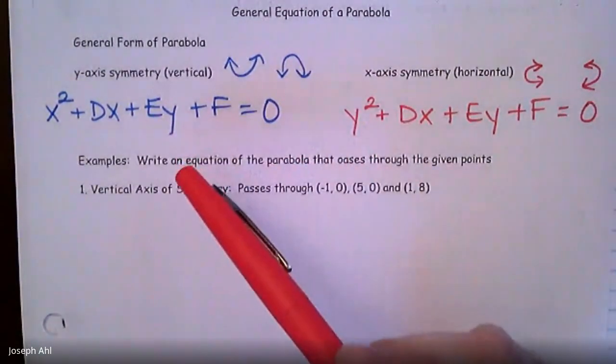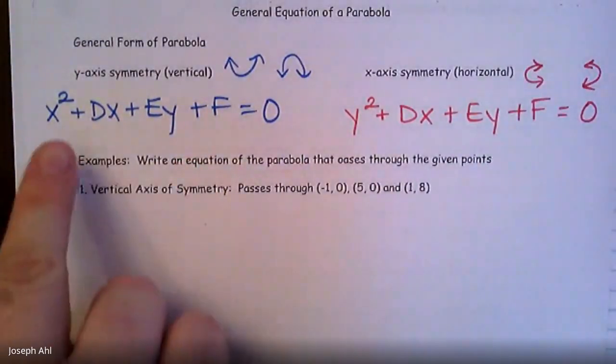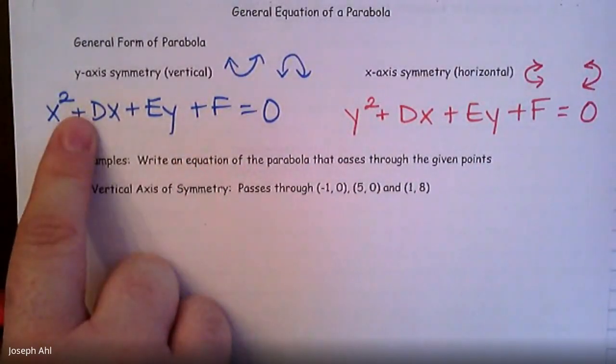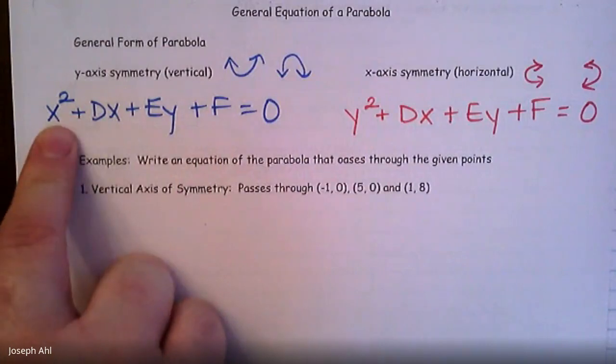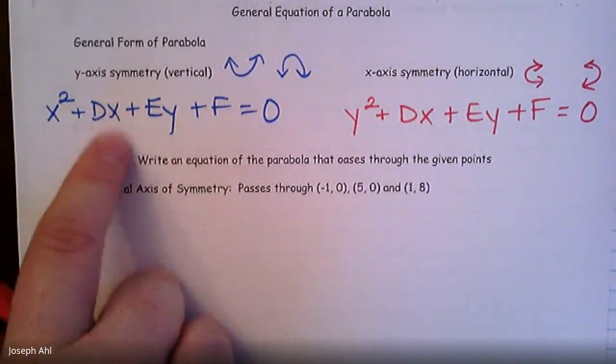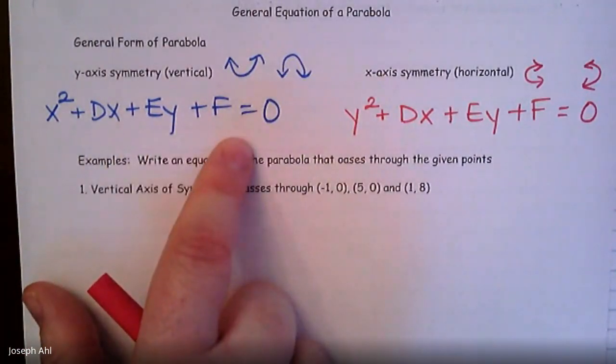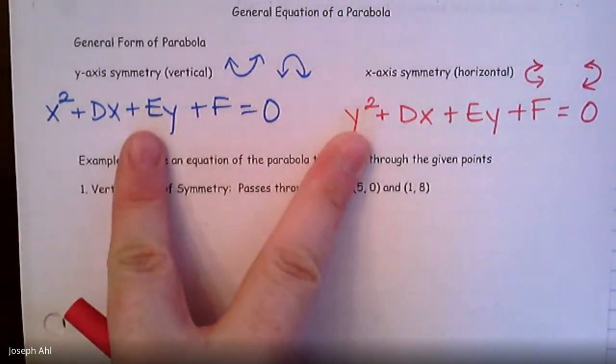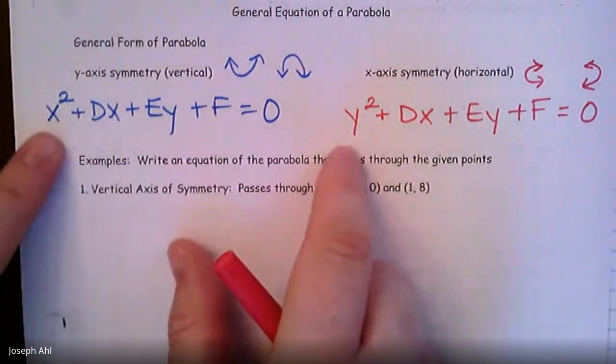So the only thing that would be different if it was a circle is you would have x squared plus y squared in the equation. You'd have both x squared and y squared plus the dx, ey, and f. But for a parabola, only one of the variables is squared, so that's important to recall. It's either x squared or y squared.